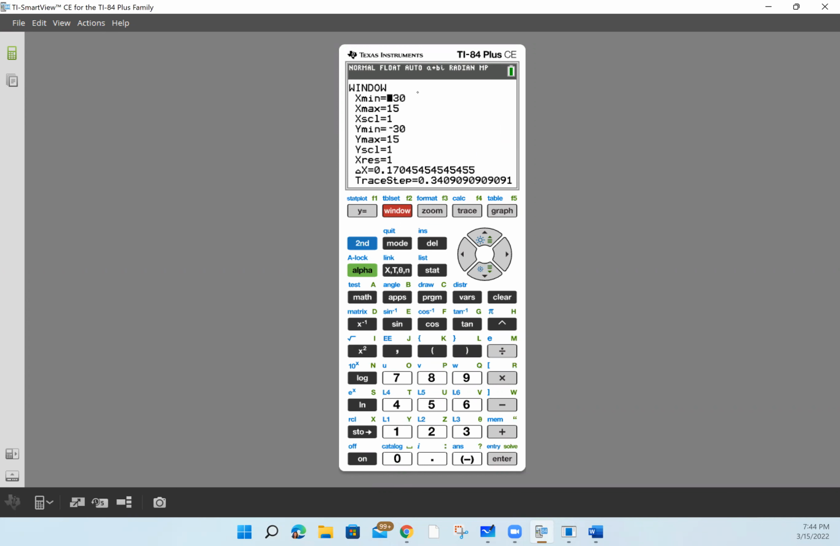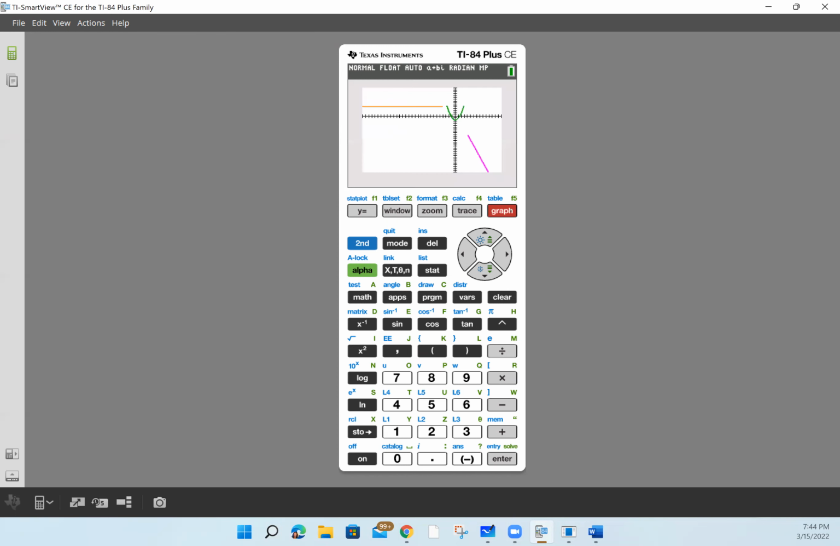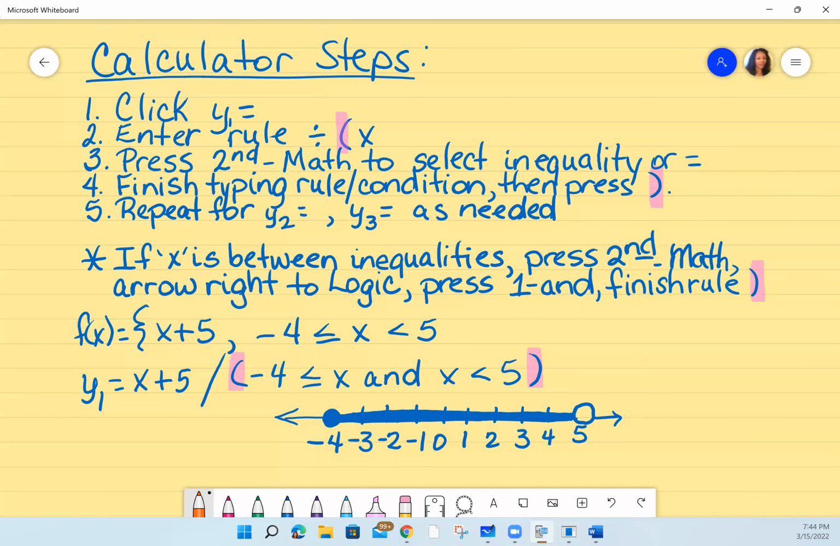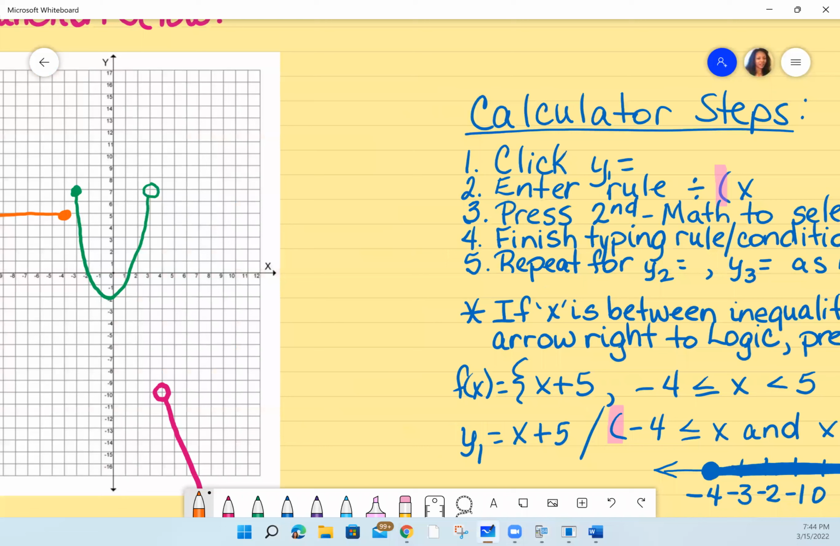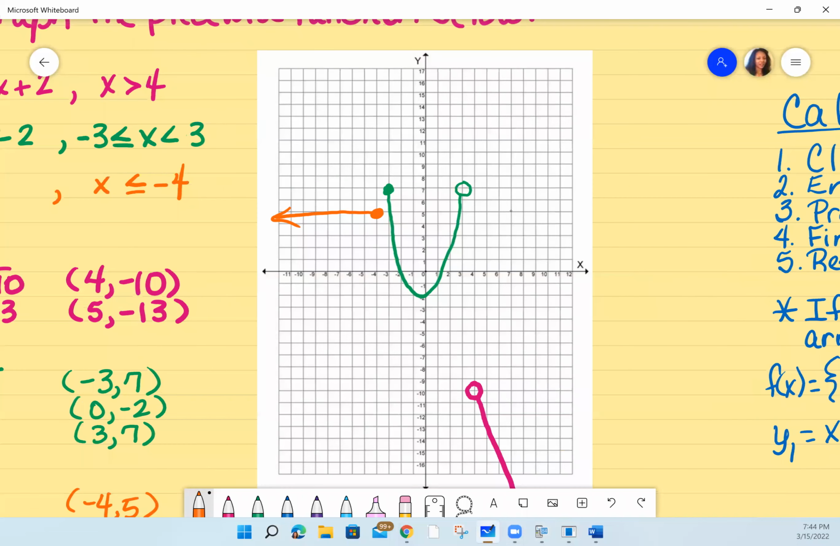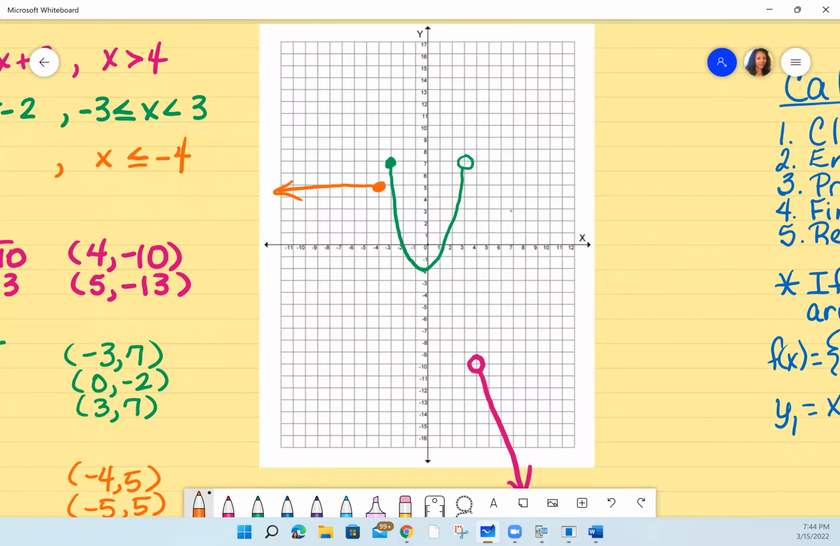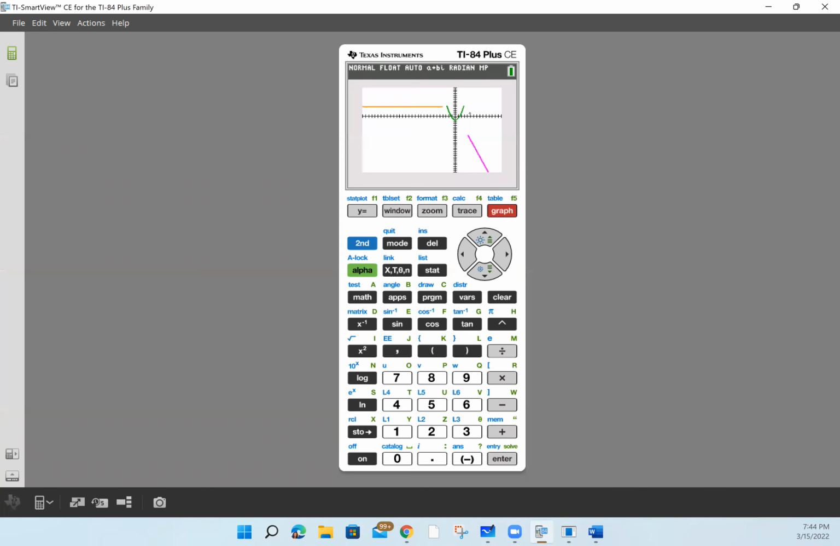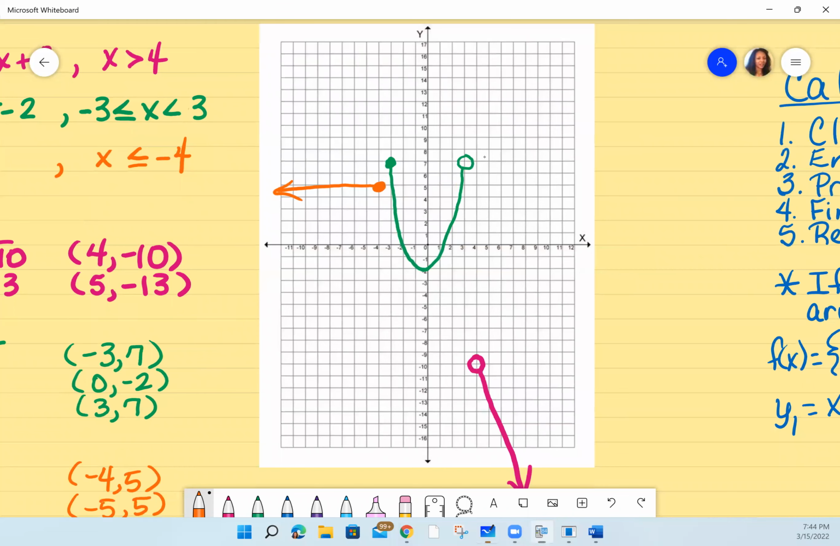X min means you want to see more to the left. X max means you want to see more to the right. Then if you go to Y min, that means you want to see more down. Y max, more that's up. So anytime you see min, you have to have a negative sign in front of it. You can color code as well, which is what I did with my graphs. So when I graphed it manually, I had orange and green at the top, and then pink at the bottom.